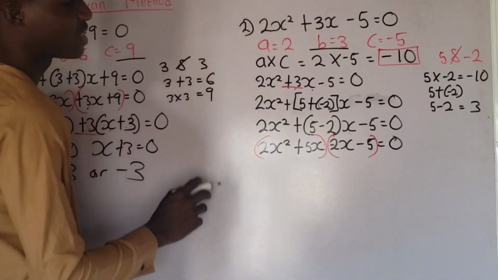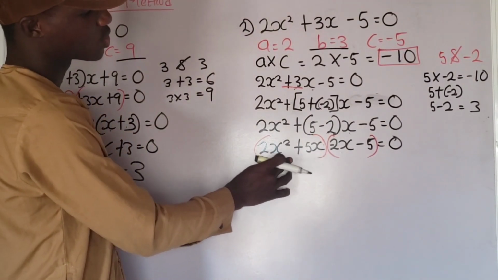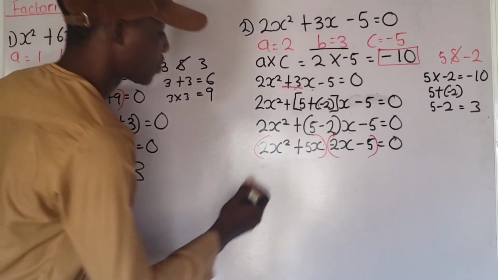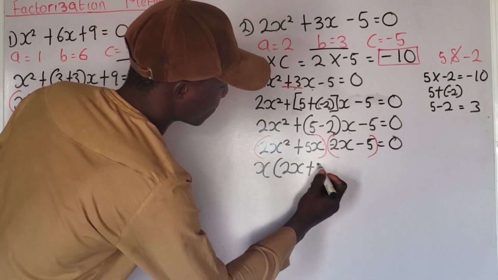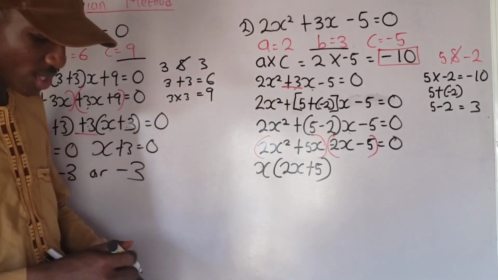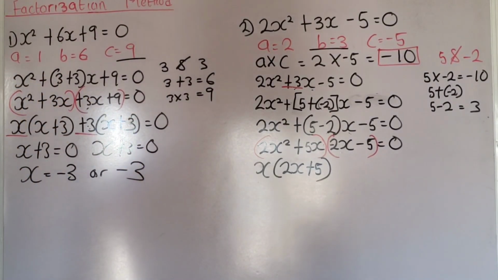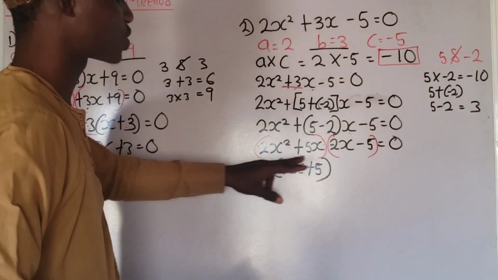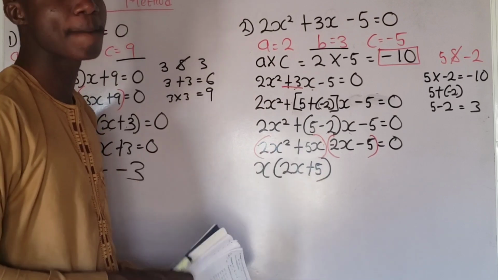Now, let us start with the first bracket. What is the common factor of 2x squared and 5x? The common factor is x. You understand? So I'm going to have x into bracket 2x plus 5. You understand? You see, when you are dealing with quadratic equation using factorization method, you have to be well versed with how to factorize. You understand? So, if you want to factorize this, what is common to 2x squared and plus 5x? X times 2x, I'm going to have 2x squared. X times positive 5, I'm going to have positive 5x.